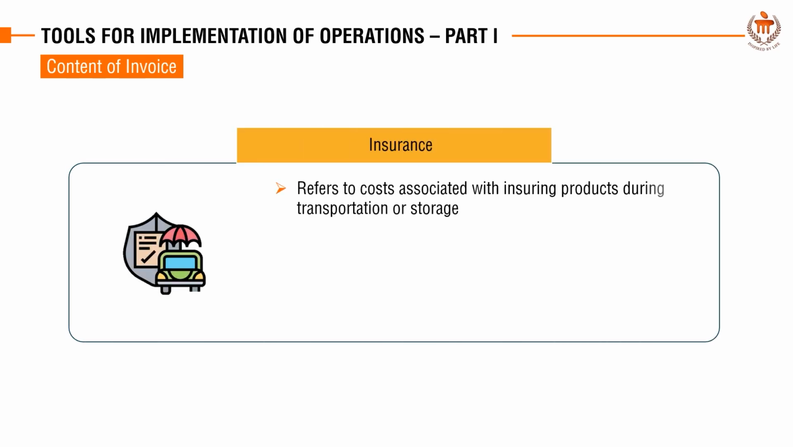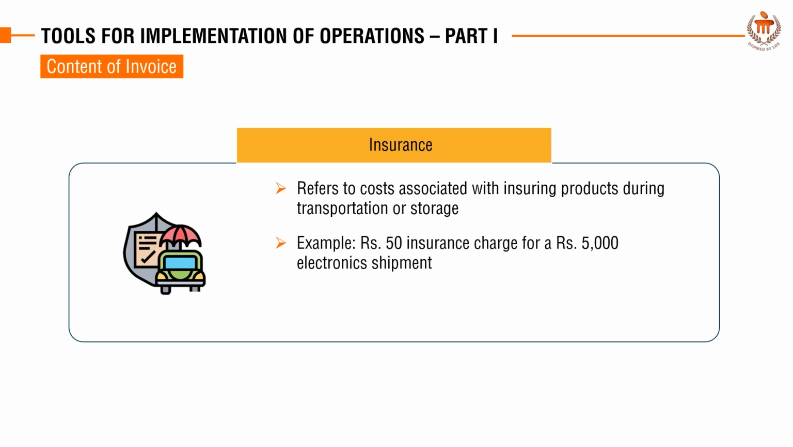The third factor is insurance. This particular factor refers to cost associated with insuring products during transportation or storage. For example, if a shipping company charges ₹50 to insure a shipment of electronics worth ₹5,000, this cost would be noted on the invoice, reassuring the buyer that their investment is completely protected.